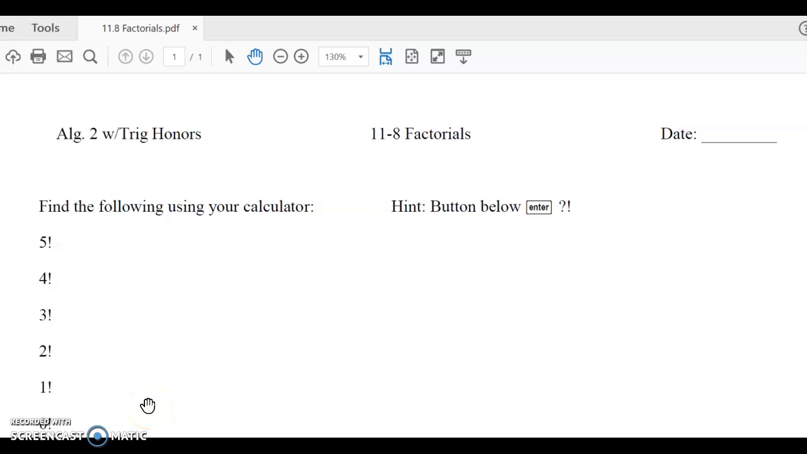Welcome to 11-8 Factorials. Find the following using your calculator. And the hint is there's a button below the enter. So I'm going to show you how to do this. We're going to do 5 factorial, 4 factorial, 3 factorial, 2 factorial, 1 factorial, and 0 factorial.